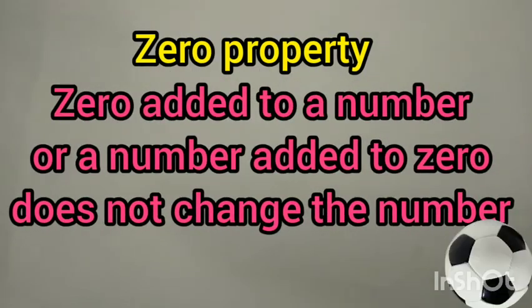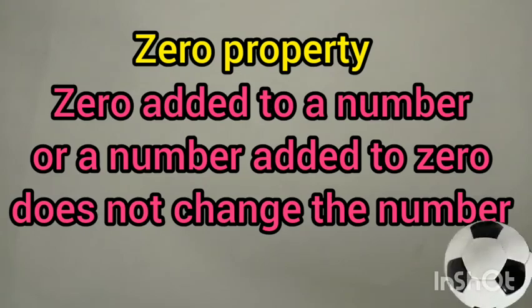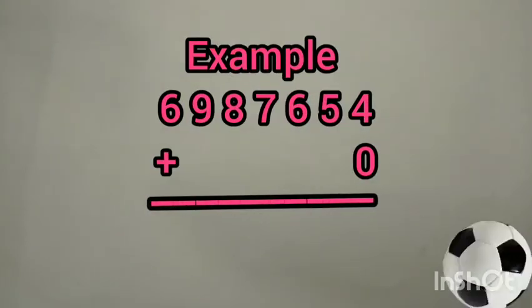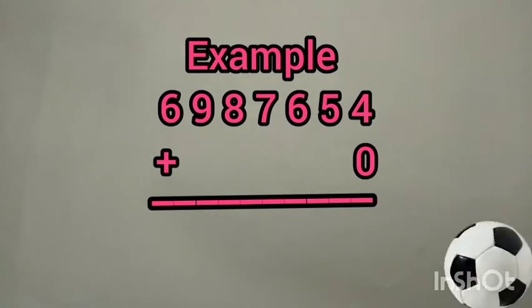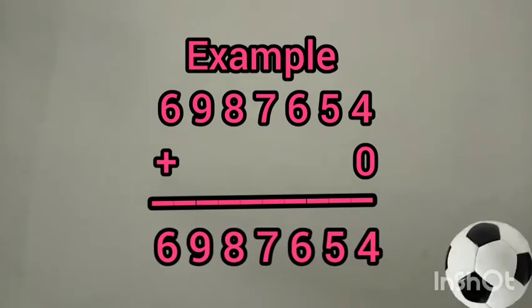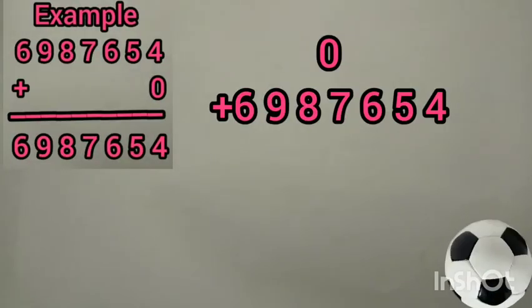Now the third property, zero property. 0 added to a number, or a number added to 0, does not change the number. Look at one example, 69,87,654. When added to 0, you will get the number itself. This is called the zero property.